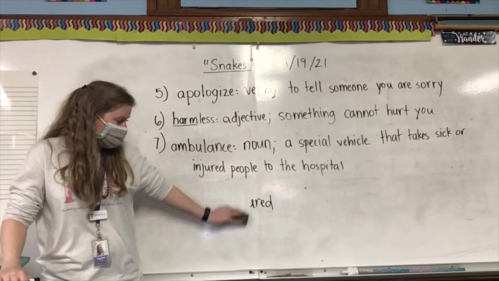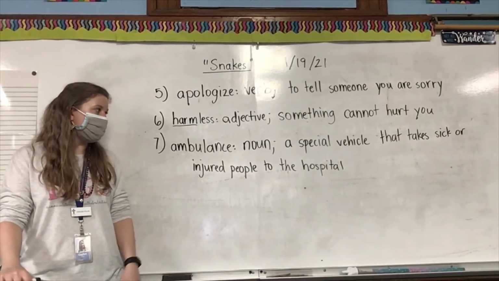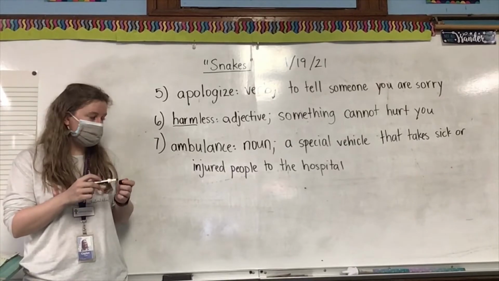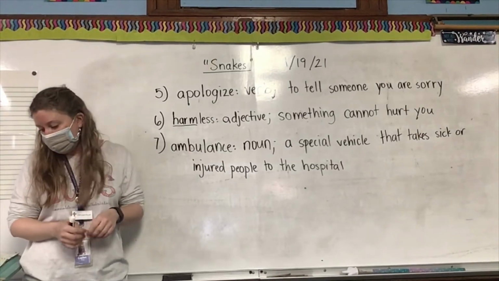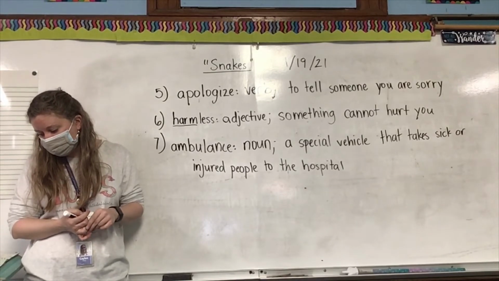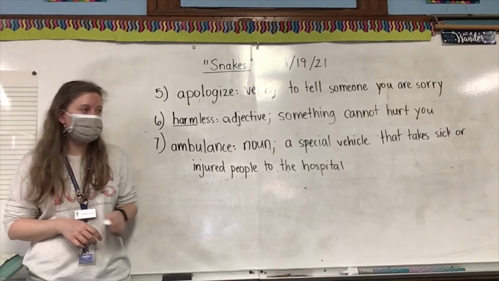Okay. Does everybody understand how to write a J? Okay. So again, an ambulance, a special vehicle that takes sick or injured people to the hospital. It is a noun because it's a thing. Here it is in context. After Andrew was injured, an ambulance drove him to the hospital.